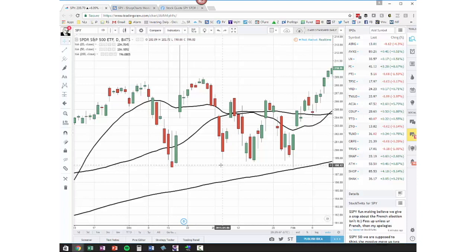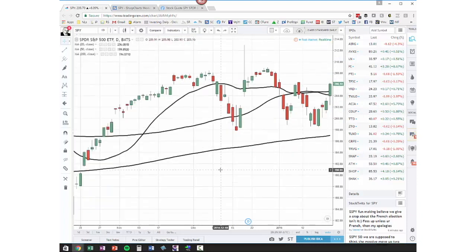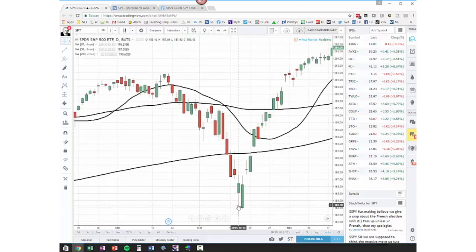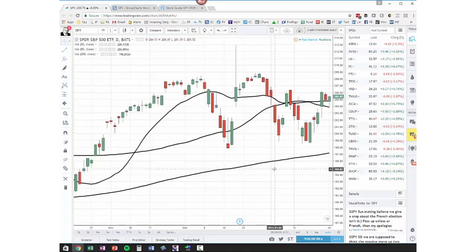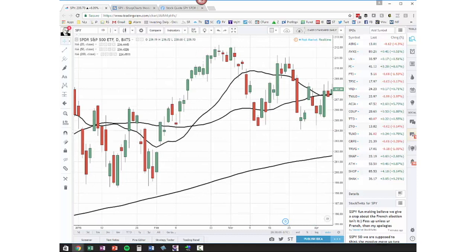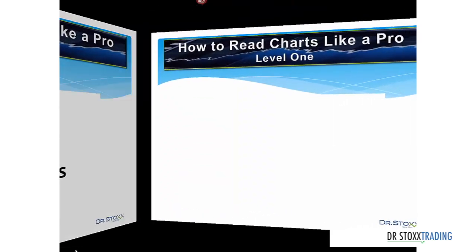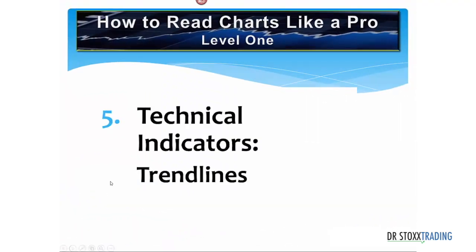The only problem is that sometimes it doesn't work out, and when it doesn't work out, the losses can be quite spectacular. But nevertheless, look at this one. Here's another good snapback. Way away from the moving average, snap back up into it. Okay, so those are the three things we use the moving average for. Let's go back to our PowerPoint and move on to the next technical indicator, which is trend lines.